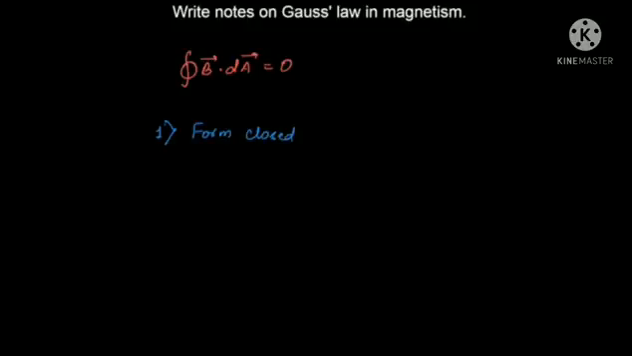Magnetic field lines will always form closed loops. And since magnetic field lines form closed loops, we can also conclude that magnetic monopoles cannot exist. So the second conclusion that we can write on the basis of Gauss law in magnetism is that magnetic monopoles cannot exist. So I hope the Gauss law in magnetism is clear to all of you.